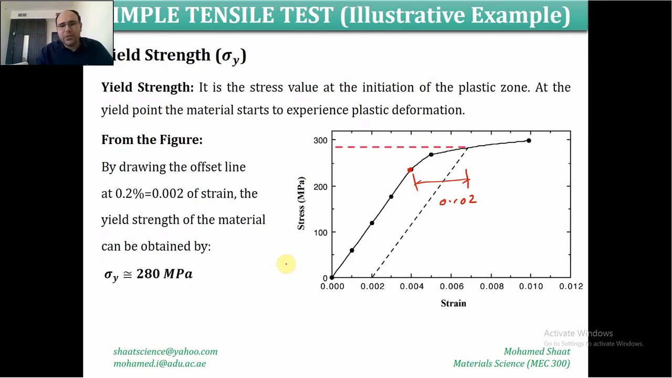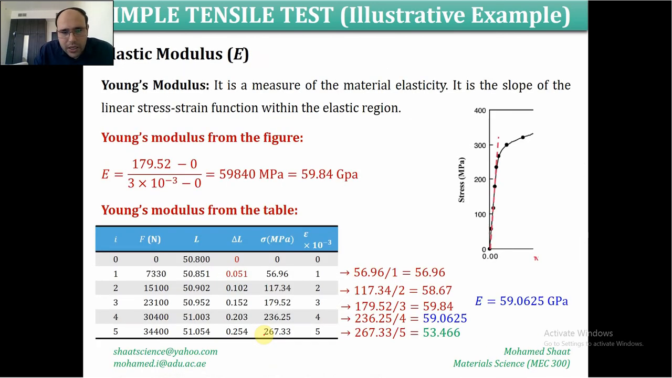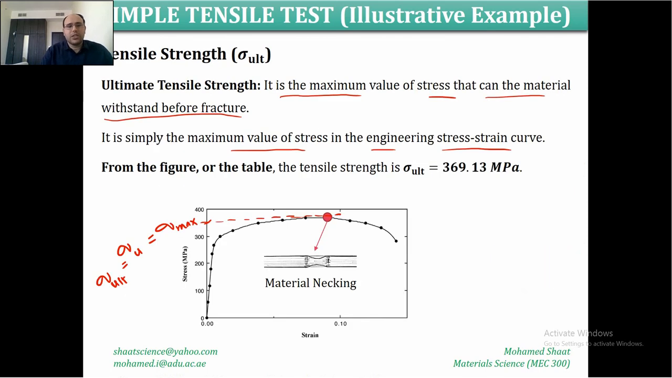From the table, your objective is just to observe the maximum stress value within the table. But this depends on having a decent table with enough data points, so you can choose the maximum stress value, which represents the ultimate tensile strength of the material. As you can see, the stress keeps increasing up to this value. Beyond this value, it starts to decrease. So we say that this is the maximum stress value that we have, which directly indicates the ultimate tensile strength of the material. So it is very simple how we can derive it from the table or the figure. Make sense?